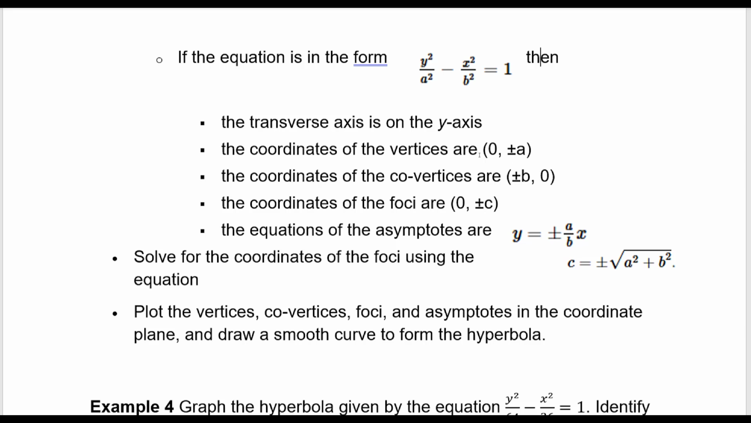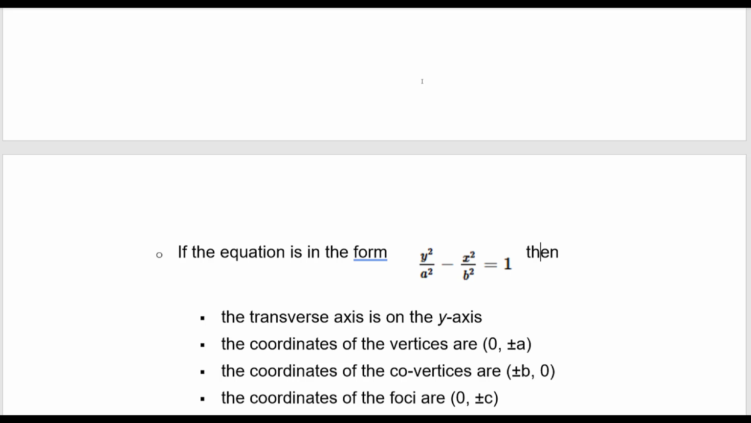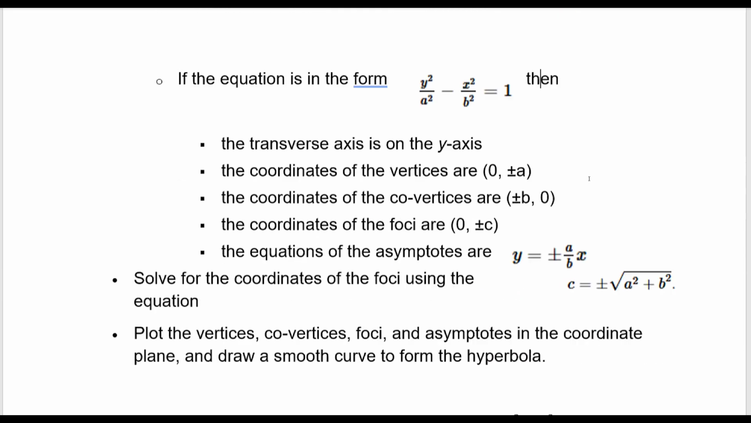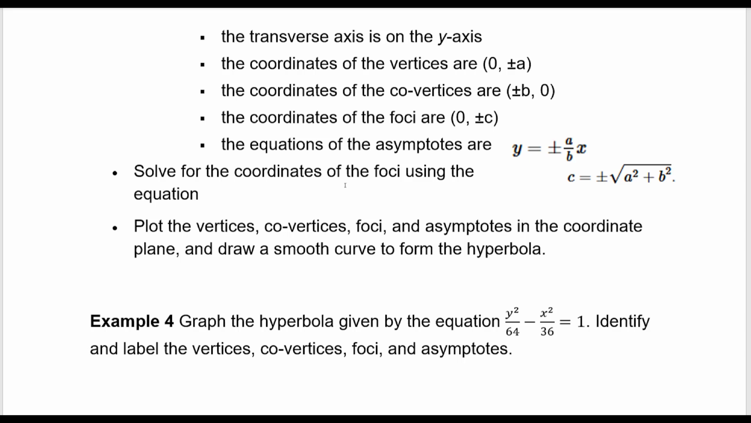In both cases, your vertices and foci are on the same axis. And the equations of the asymptotes are y equals plus or minus a over b x. Just note again that a is under the y part, where earlier b was under the y part. So it's always what's under the y over what's under the x, the square root of those.